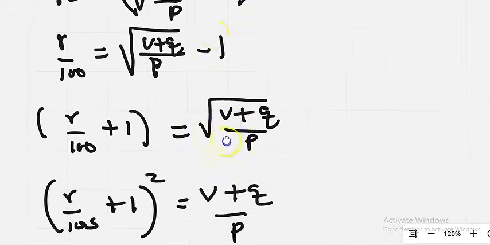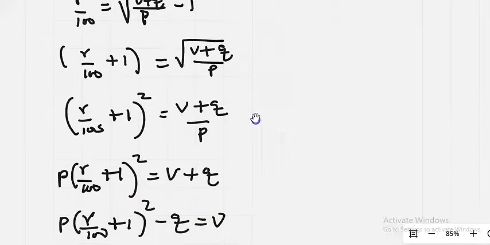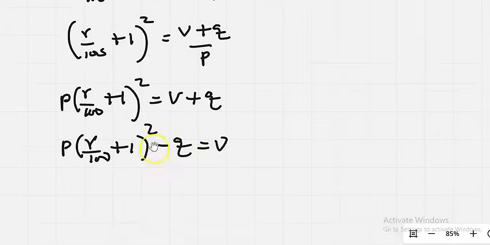Now if you compare this to the equation we have, the equation we have says P in brackets 1 plus R over 100 to the power X, minus Q equals V. So if you compare the two, you see that the value of X will now be equal to 2. So this is the number of days for which the share increased in value.